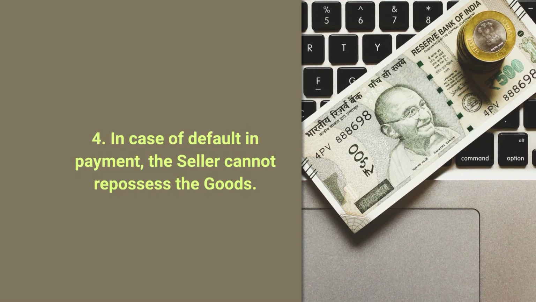The next one is, in case of default in payment, the seller cannot repossess the goods. In case of the hire purchase system, if the buyer makes any sort of default and does not pay the installments, does not fulfill his promise, the seller has every right to take the goods back. But under the installment payment system, this is not the case. The seller doesn't have any right to take possession of the goods where the payment is not made by the buyer.